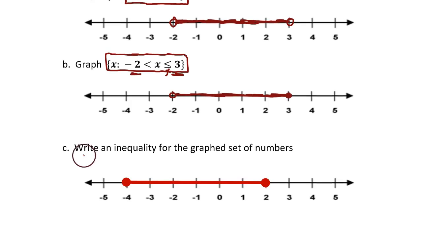Now question C, write an inequality for the graphed set of numbers. There is a dot at -4 and a dot at 2. They are closed dots, so the symbols have the extra or equal to lines on them. And the shading is in between those dots, so the letter x is written in between those numbers. Here is the inequality that corresponds to that picture.